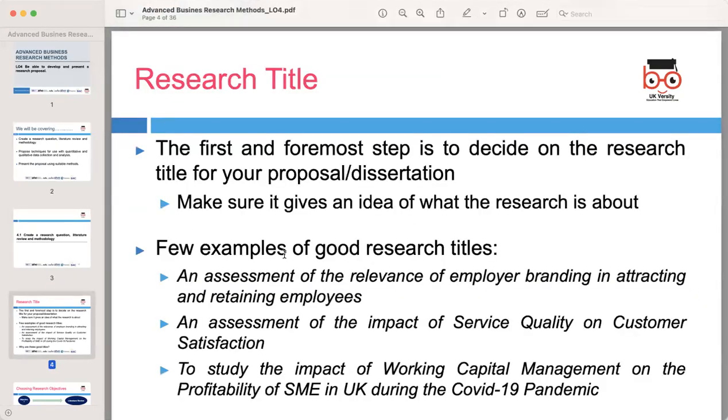Here we are now discussing the importance of choosing an appropriate research title for your proposal or dissertation. The research title is critical as it provides a clear idea of what your research is about. It serves as a guidepost for readers, giving them a glimpse into the content and purpose of your study. To illustrate this, I will provide you with a few examples of good research titles and explain why they are effective choices.